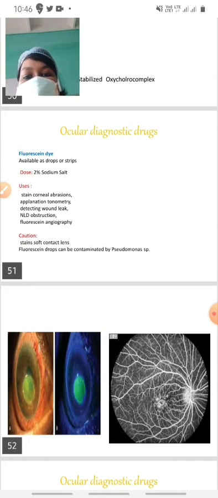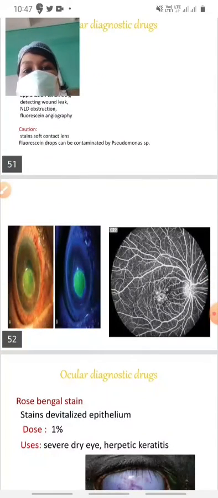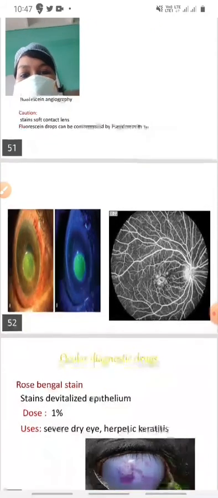And since the fluorescein drops are greenish, the pseudomonas colonies are also greenish. So the fluorescein drops can be contaminated by the pseudomonas and we won't get to know. So it should be kept in mind that pseudomonas infection can be present. So we should only use fresh fluorescein drops every time.